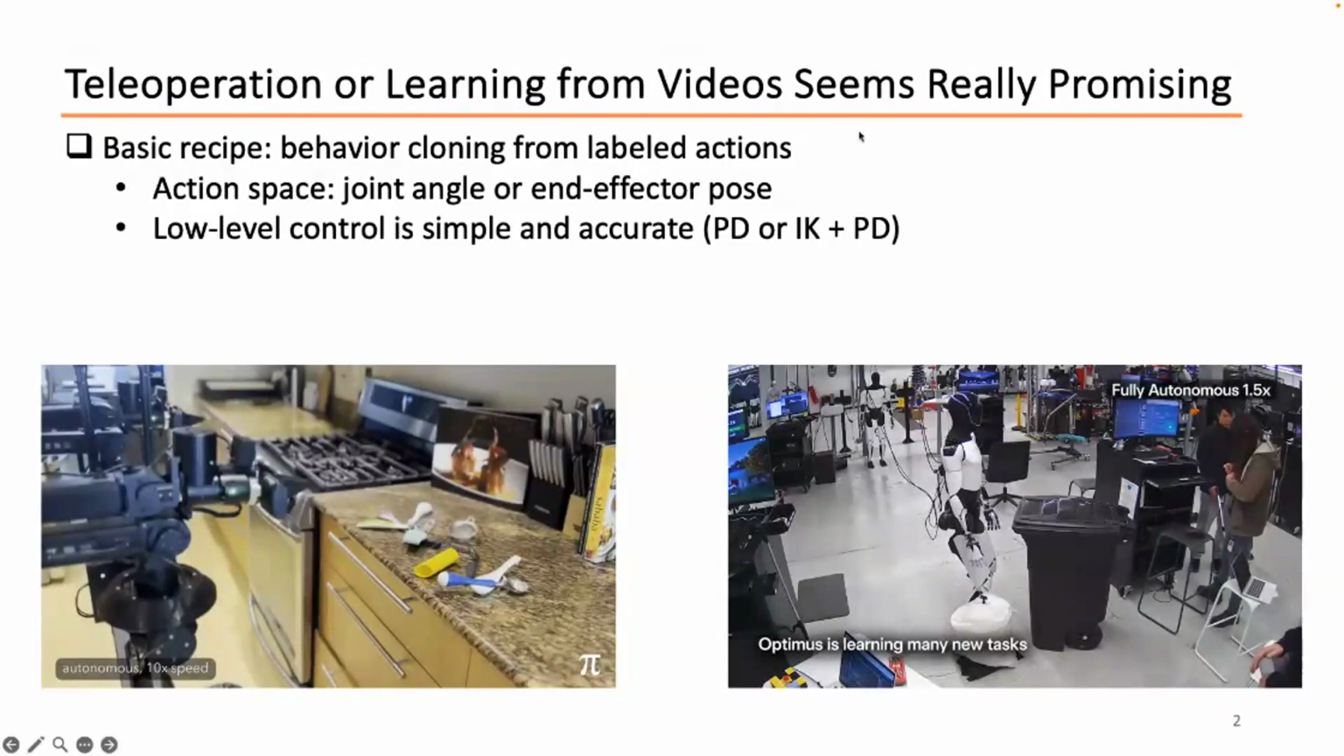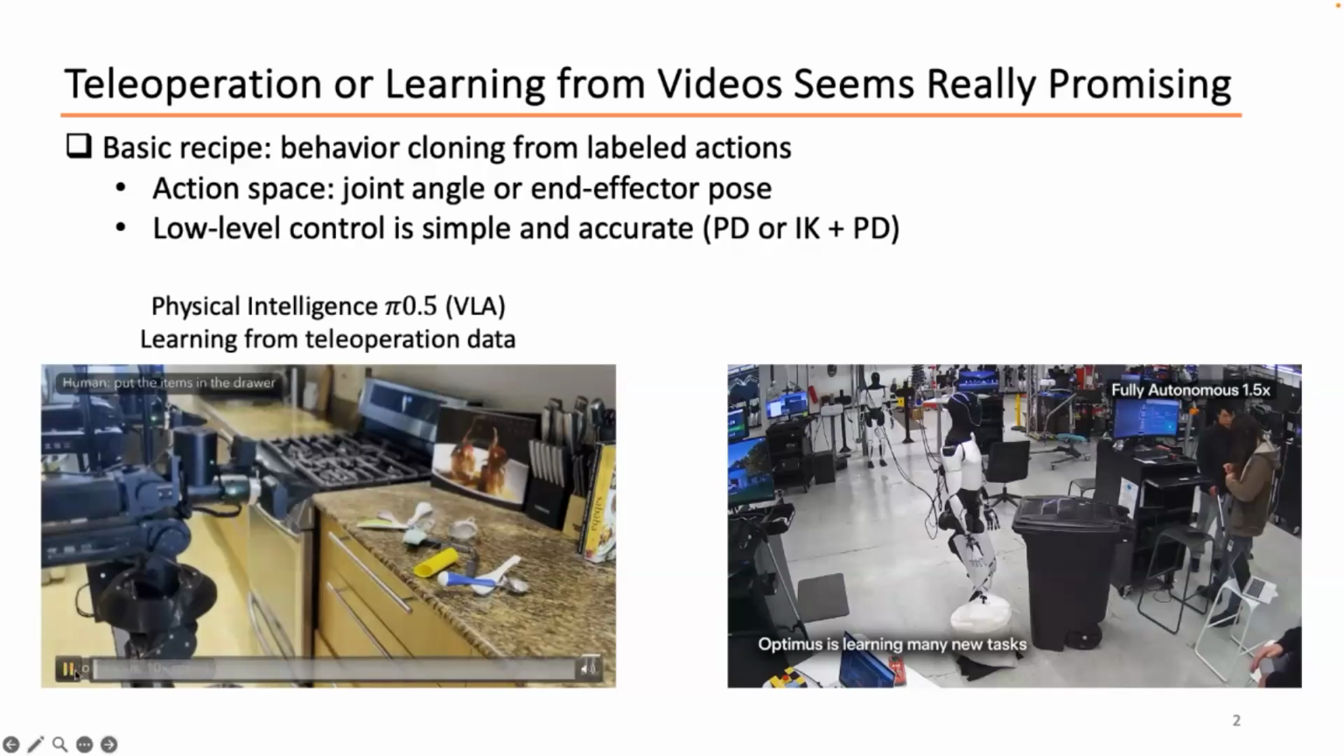And the action space in this case is typically very simple. It's either joint angles of the arm or the end-effector pose. And the low-level control is relatively simple and accurate, right? Typically, people just do PD control or inverse kinematics plus PD. Just want to give you 2 examples.